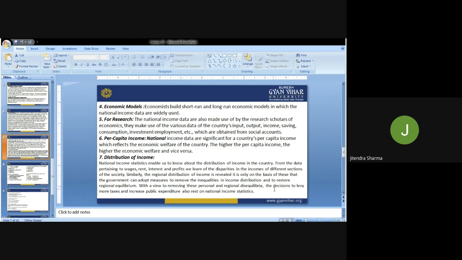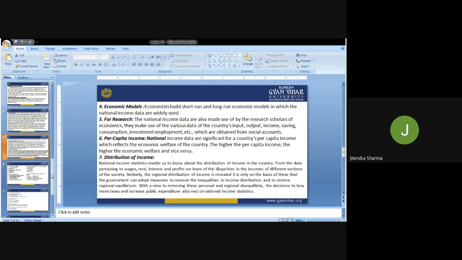The decision to levy more taxes and increase public expenditure also rests on the national income. If the people with higher incomes are identified in the national income data, the government can make a policy and tax these people for the welfare of the weaker sections of society. So all this can be done only if we have national income figures. So this is all about today's discussion.